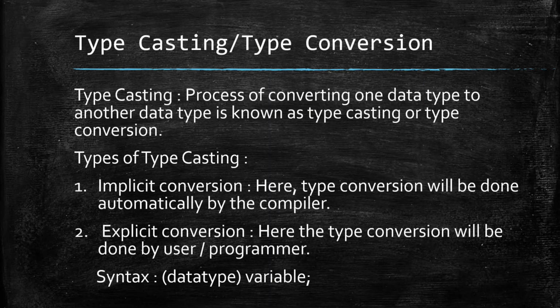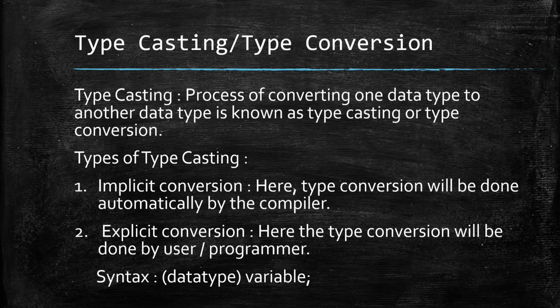addition and subtraction operators. So coming to the final concept of our chapter, that is typecasting or type conversion. So what is this typecasting? Typecasting is a process of converting one data type to another data type. Fine. So the process of converting one data type to another data type is known as typecasting or type conversion. This is the definition for typecasting. Very important it is, and pay attention here.